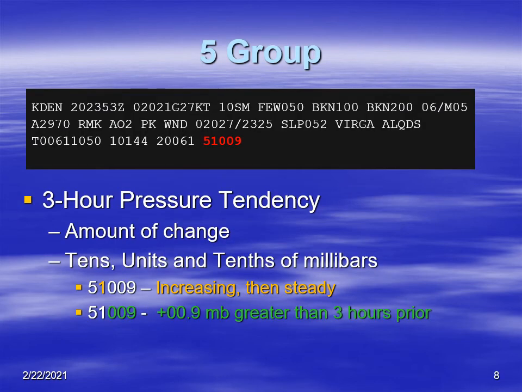After that comes how much the pressure changed, and that's given in tenths of millibars over the last 3 hours. And using the second number, whether it's higher or lower, you can figure out if the pressure increased or decreased. So that's how pressure is reported in the METARs.